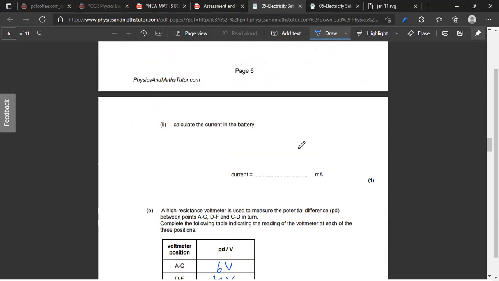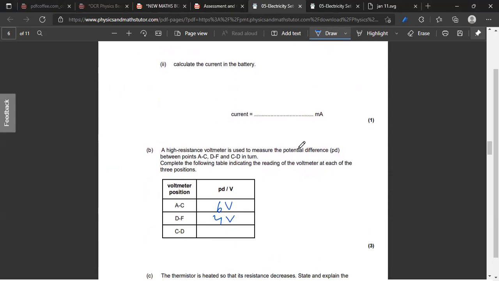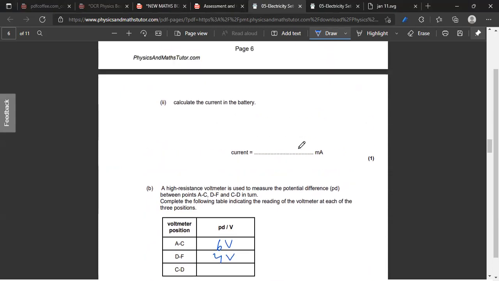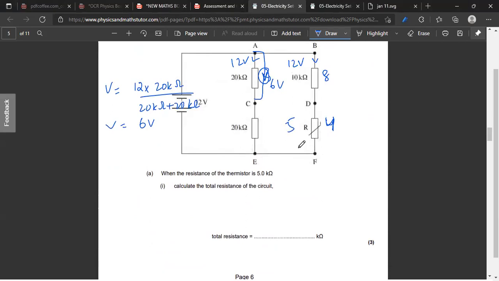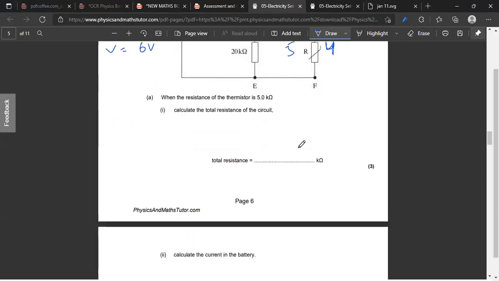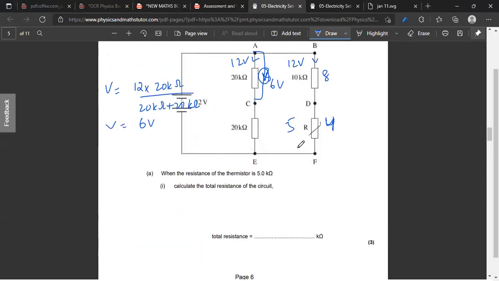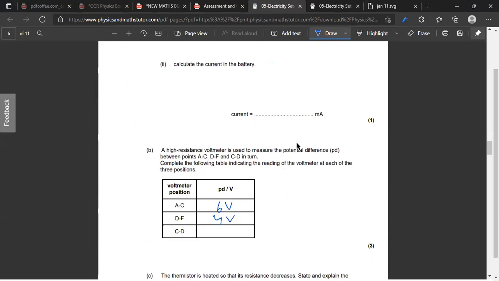So DF is going to be 4 volt, and now the actual potential difference should be 2 volts. Here at this point there are 6 volt remaining, and at this point there are 4 volt remaining. So if I attach a voltmeter from C to D, then it is going to be 6 minus 4. The potential difference is actually going to be 2 volt.